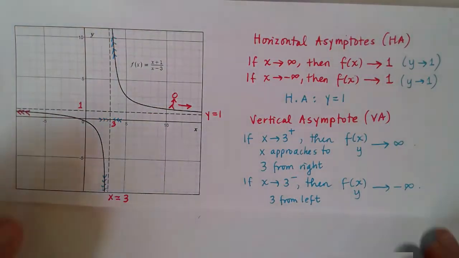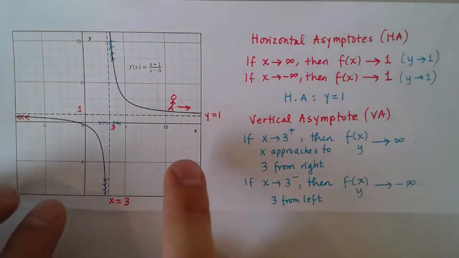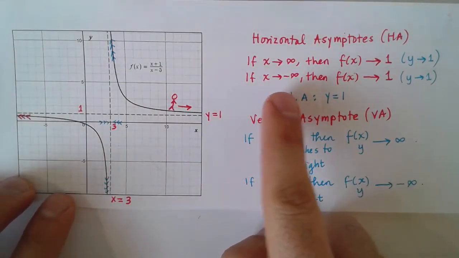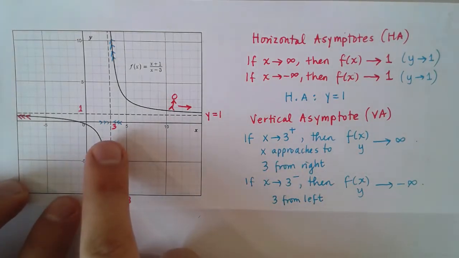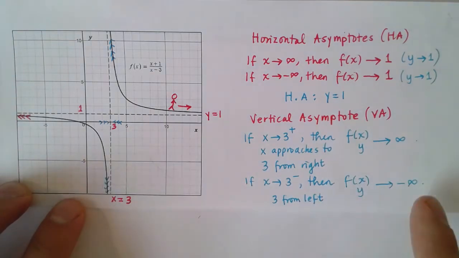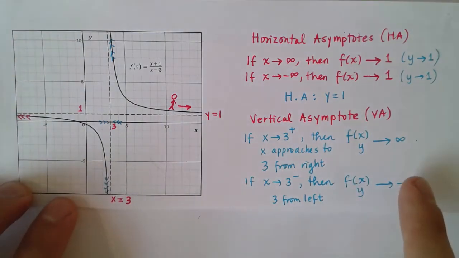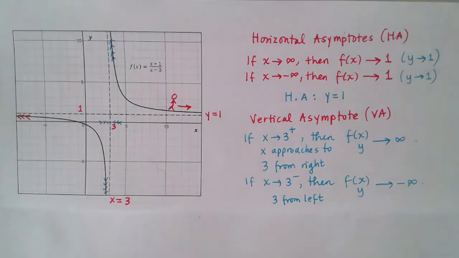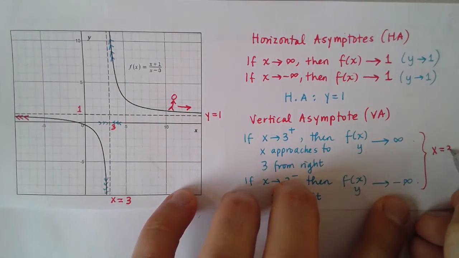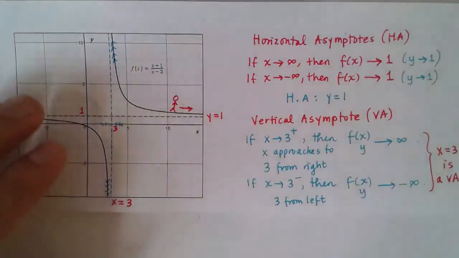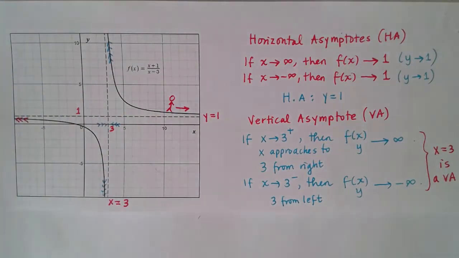See, in this case, you're not like in the first case, where x values are approaching infinity or negative infinity. In the second case, x values are approaching a constant value, a number, but the height is going to infinity or negative infinity. So in this case, we just say that this line x equals 3 is a vertical asymptote. That's what we have.